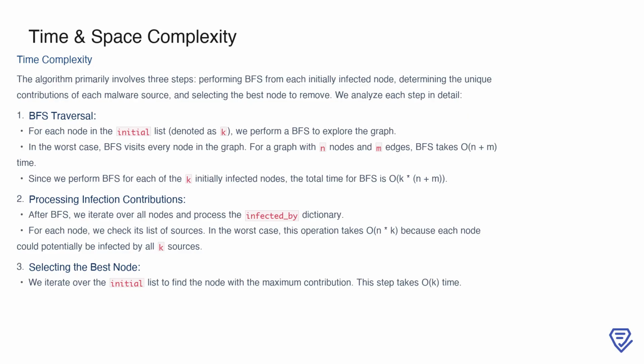Next, there's the processing of infection contributions. After completing the BFS, we iterate over all nodes and work with the infected_by dictionary. For each node, we check its list of sources, which in the worst case can involve up to k sources. This results in an n * k time complexity for processing contributions. Finally, when selecting the best node to remove, we iterate through the initial list to find the node with the maximum contribution, which takes k time. These steps together cover the entire algorithm's workflow.